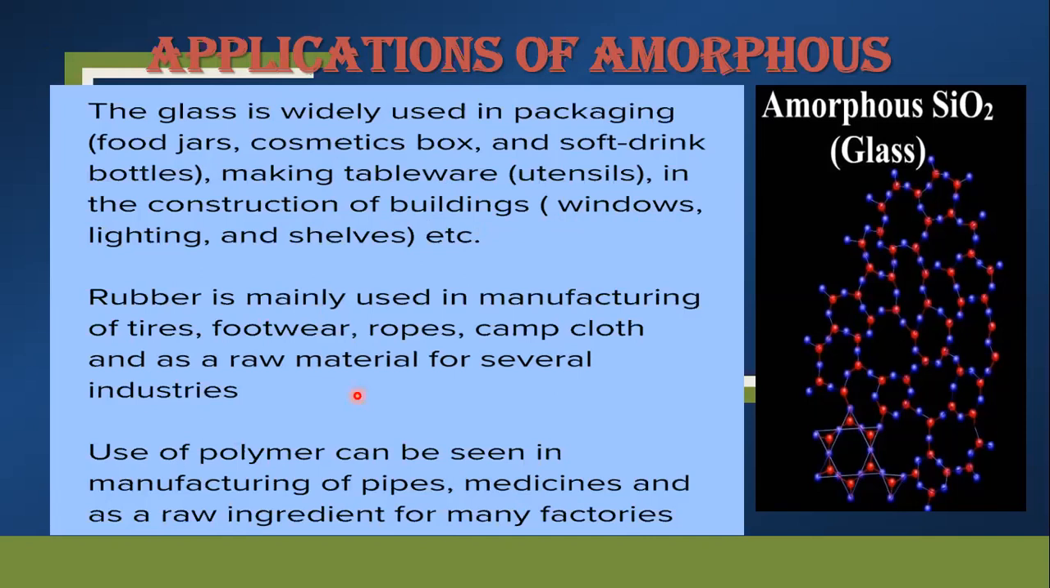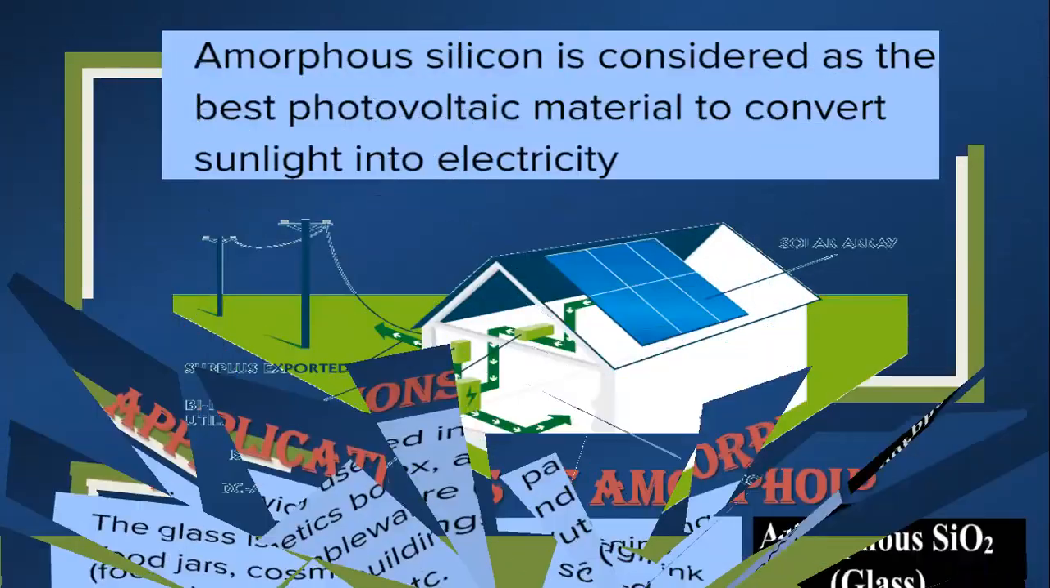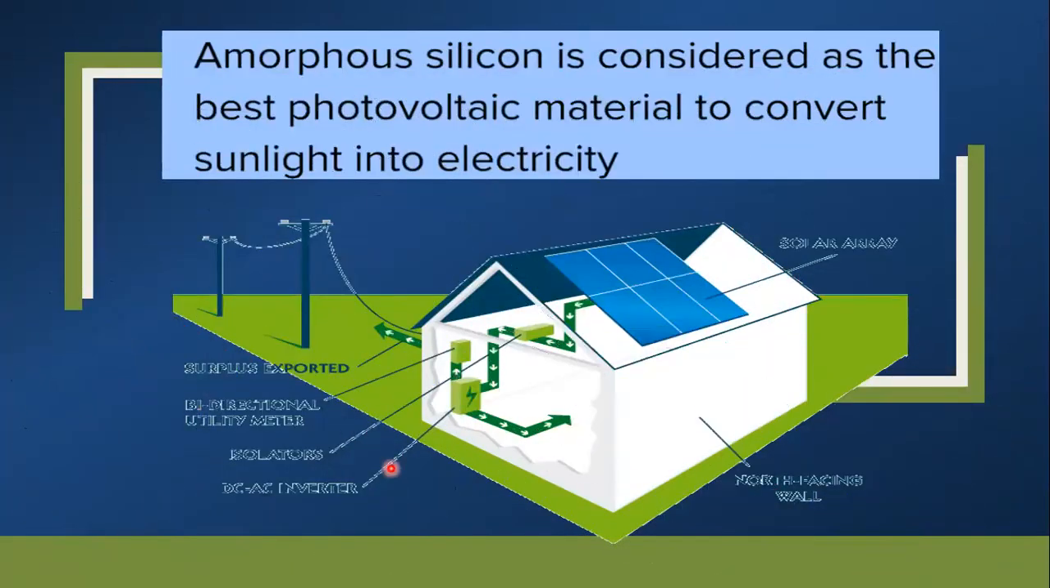Use of polymer can be seen in manufacturing of pipes, medicines, and as a raw material for many other factories. One of the most important amorphous solids is amorphous silicon, that is considered as the best photovoltaic material to convert sunlight into electricity. That is the emerging technology nowadays.